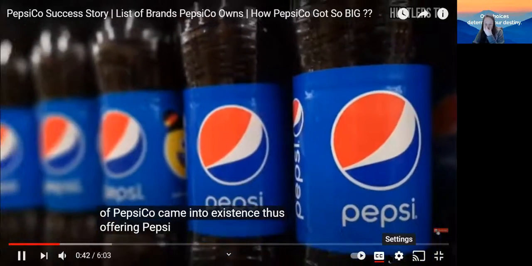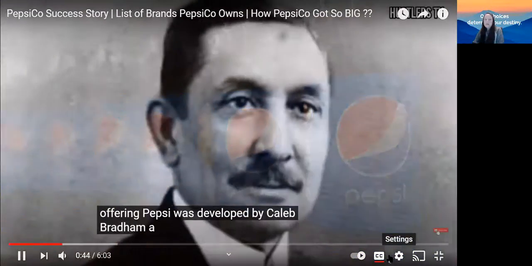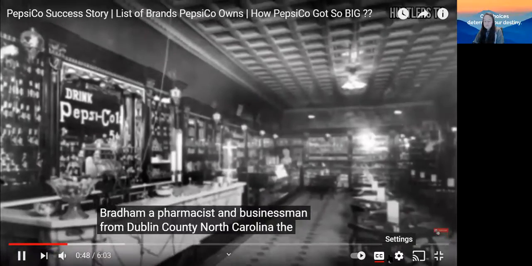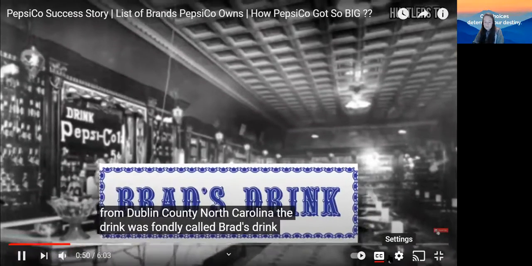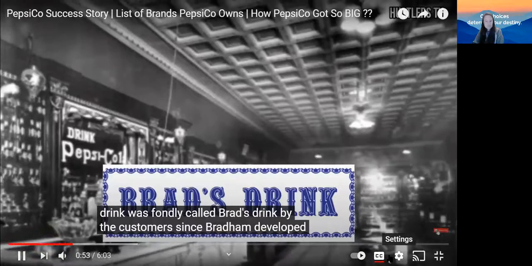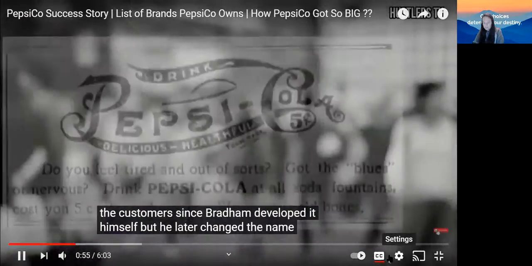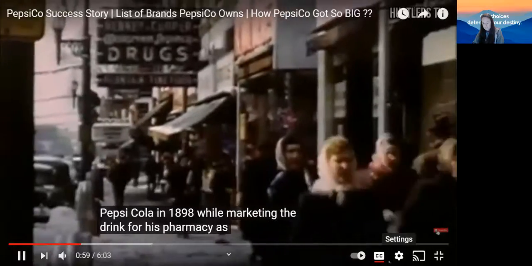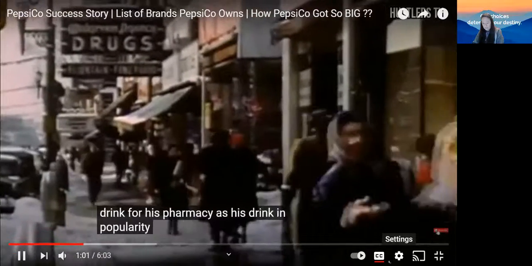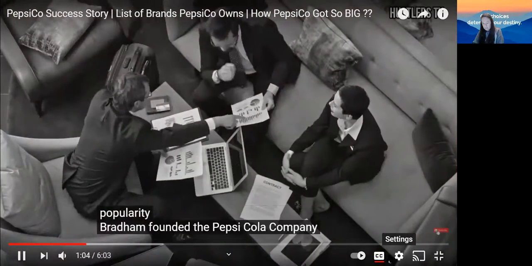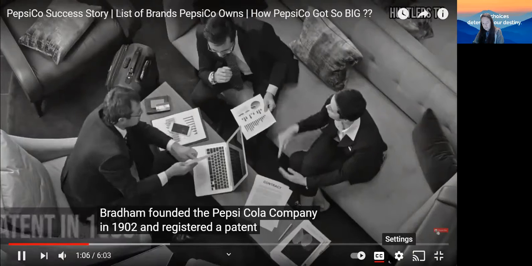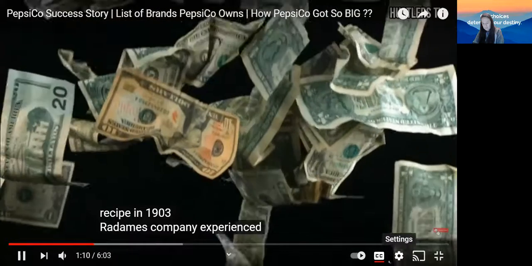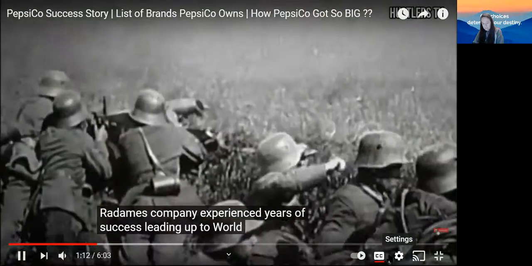The soft drink Pepsi was developed by Caleb Bradham, a pharmacist and businessman from Duplin County, North Carolina. The drink was fondly called Brad's drink by the customers since Bradham developed it himself, but he later changed the name to Pepsi Cola in 1898 while marketing the drink for his pharmacy. As his drink gained popularity, Bradham founded the Pepsi Cola Company in 1902 and registered a patent for his recipe in 1903.